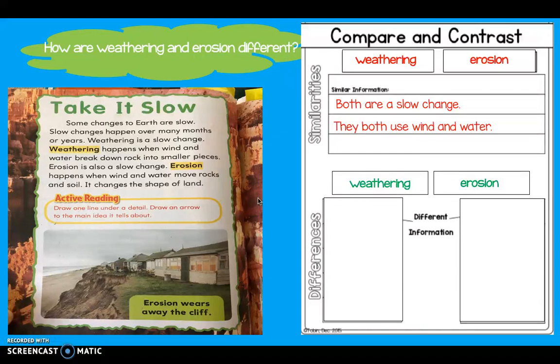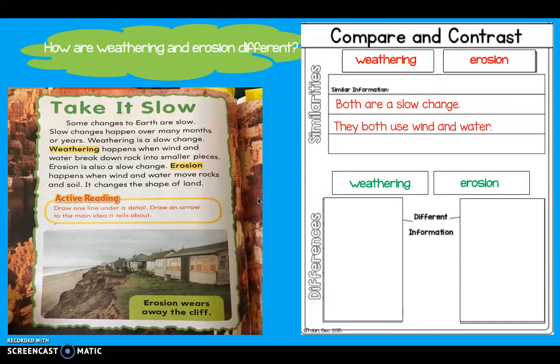Take it slow. Some changes to Earth are slow. Slow changes happen over many months or years. Weathering is a slow change. Weathering happens when wind and water break down rock into smaller pieces. Erosion is also a slow change. Erosion happens when wind and water move rocks and soil. It changes the shape of land. Now, talk with your partner on how you think weathering and erosion are different. Hit play when you're ready to check your work.